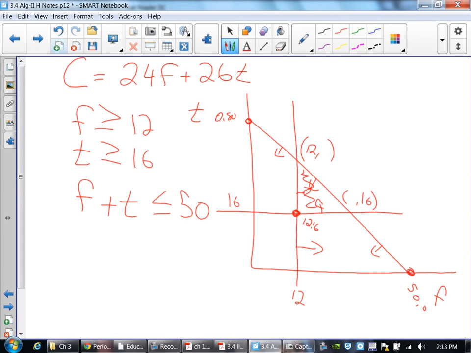12 plus what is 50? 38. 16 plus what is 34?